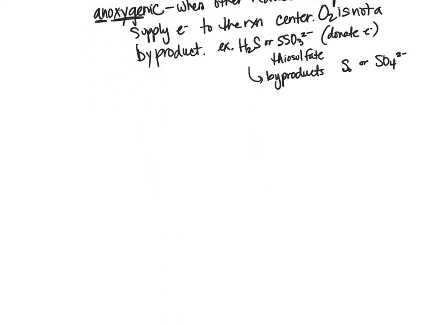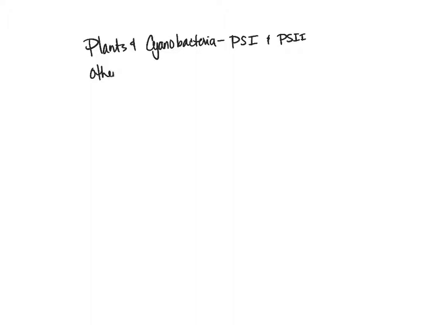So let's take a closer look at these photosystems. When we talk about the different photosystems, there's photosystem 1 and photosystem 2. We see both photosystem 1 and photosystem 2 in plants and cyanobacteria. In other photosynthetic bacteria, we see only PS1, photosystem 1, or PS2, photosystem 2.